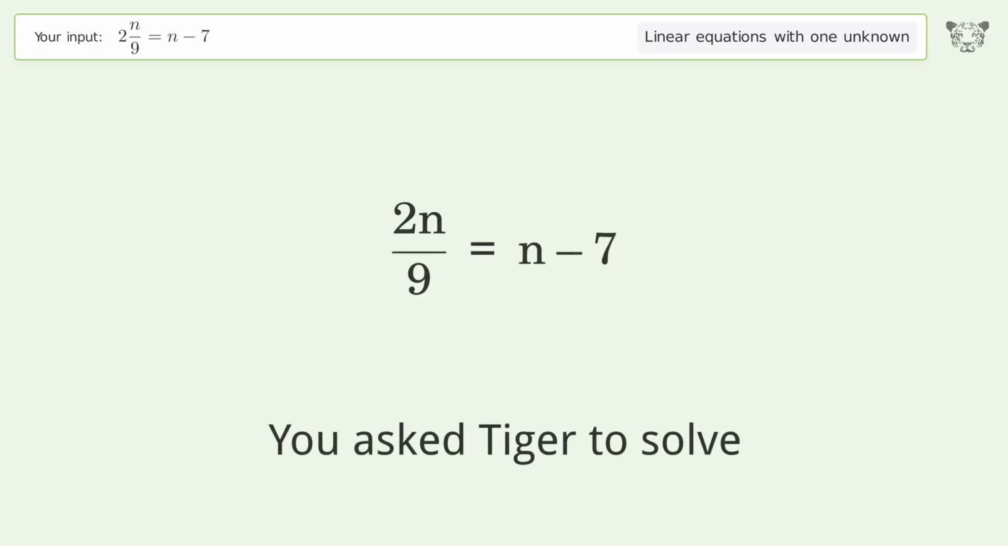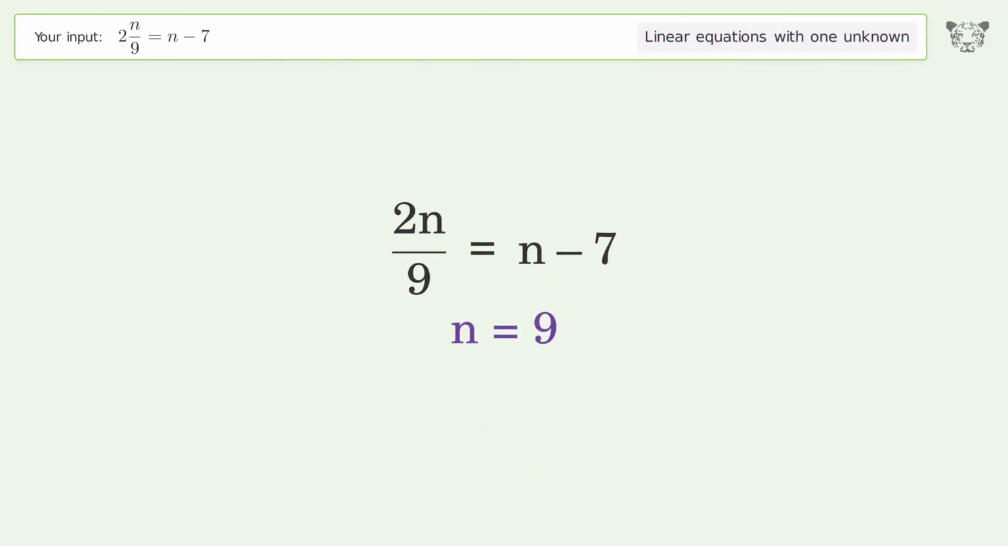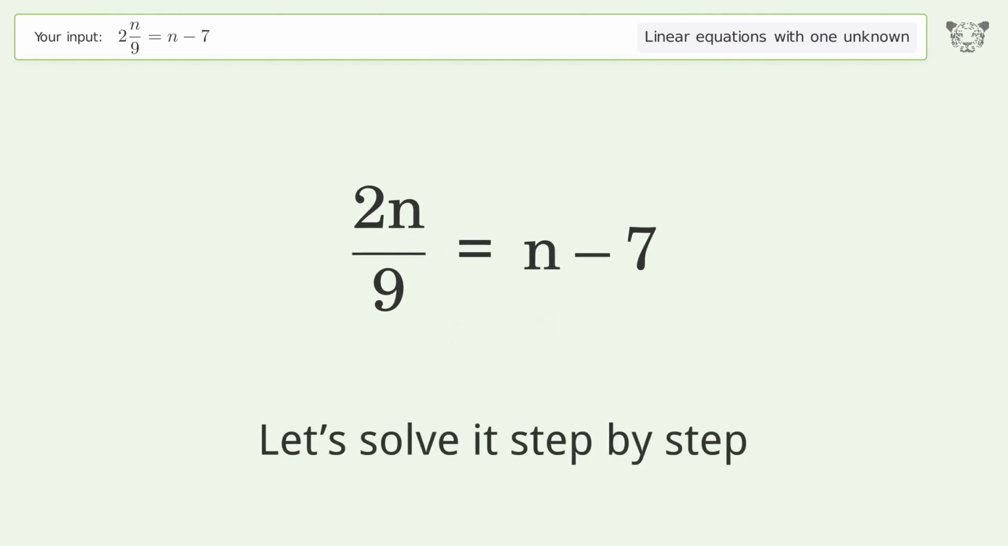You asked Tiger to solve this. It deals with linear equations with one unknown. The final result is n equals 9. Let's solve it step by step.